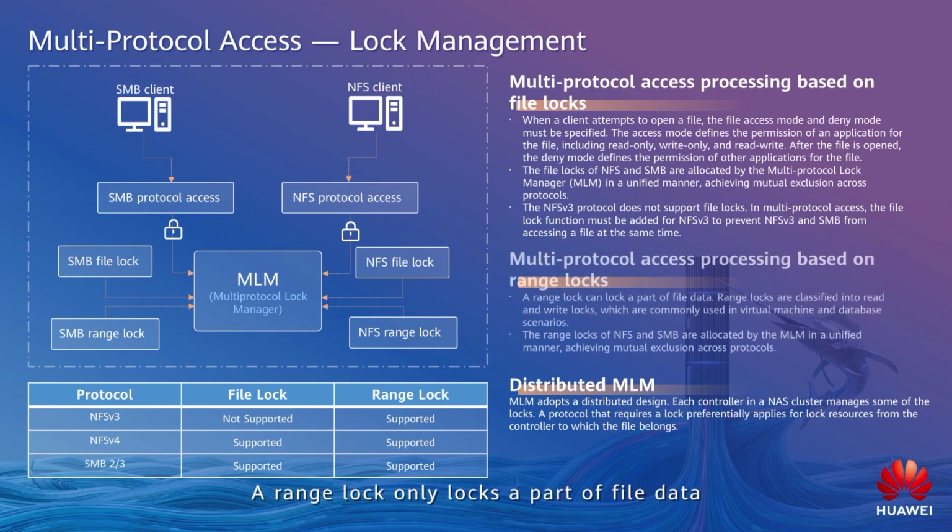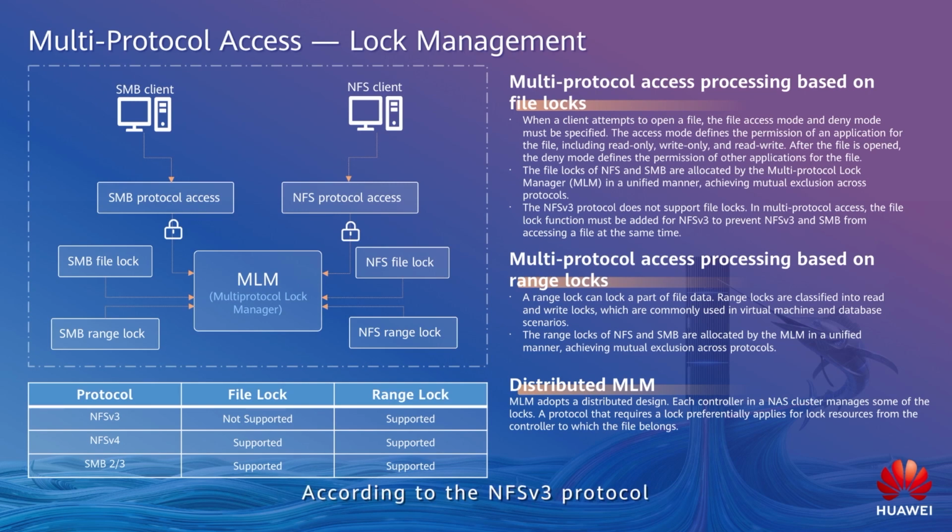A range lock only locks a part of the file data. Range locks are classified into read and write locks. Typically, files in virtualization and database scenarios are large, and a range lock is used if only a small amount of data needs to be read and written at the same time.